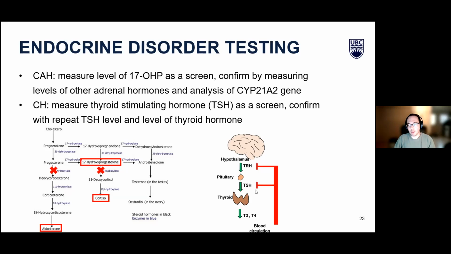And then if we do get a positive screen there, we'll move on to a diagnostic test where we'll repeat the TSH level, and we'll also look at the levels of T3 and T4. And of course, we would expect those to be low, and that'll help us confirm congenital hypothyroidism.